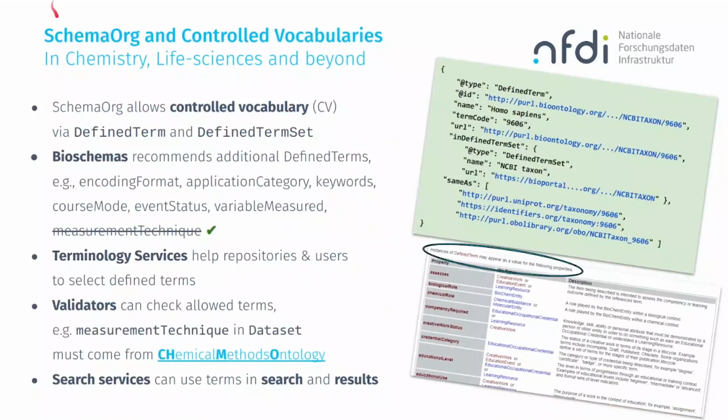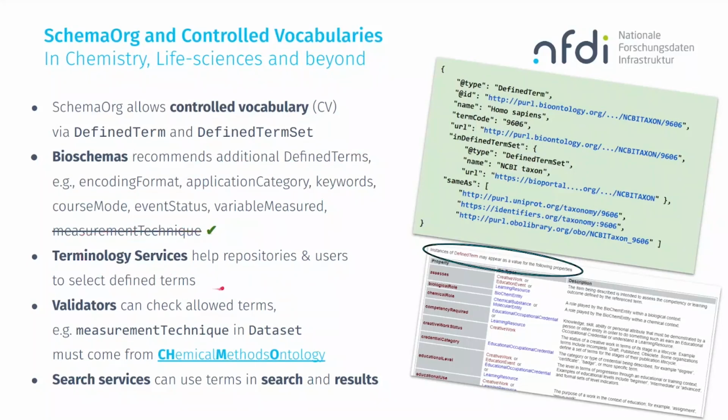And schema.org already can do controlled vocabularies. So they have the notion of the defined term, which is shown an example here, which is from the taxonomy domain. So this is about Homo sapiens, and this is the structured information about one single ontology or defined term coming from the NCBI taxonomy. They can be used in different parts of the schema.org. For example, when it comes to keywords or variable measured, measurement technique is supported, and so on.